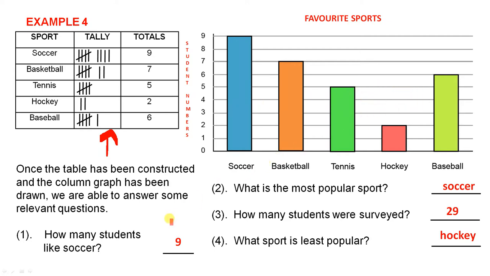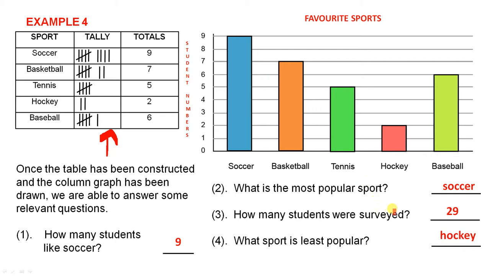How many students like soccer? Well, you just go up there and you see that that goes up to 9. You can also answer that from the table. What is the most popular sport? Well, it has to be soccer because that is the column which is the tallest.